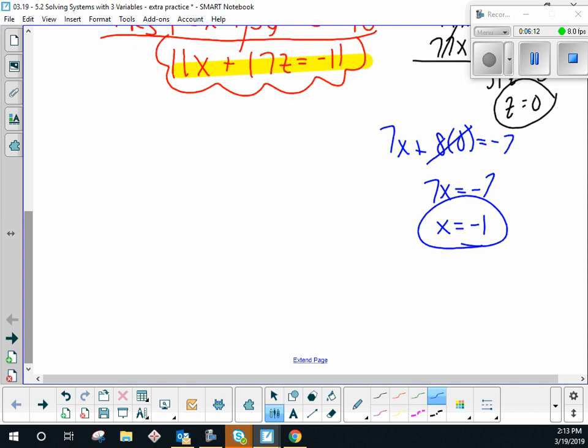Now we have to go back all the way to the beginning level, right? And pick one of those original equations. Which of the original equations do you like? Yeah, me too. So the first one is x plus 2y minus 4z equals 7. We now know x and z. So x is negative 1 plus 2 times y, y stays y because I don't know what it is, right? Minus 4 times z, which is 0, which is 7. The 0 part cancels out. Add the 1 to both sides. Divide by 2.